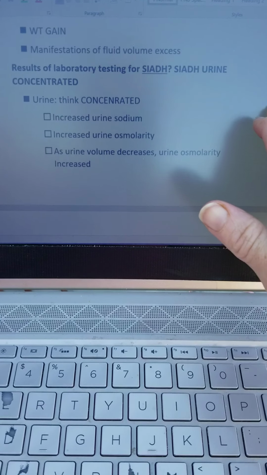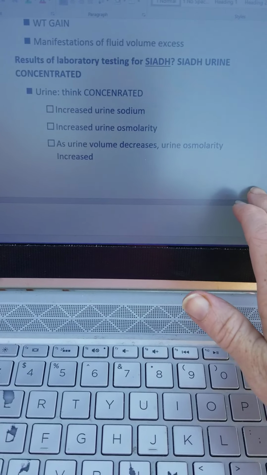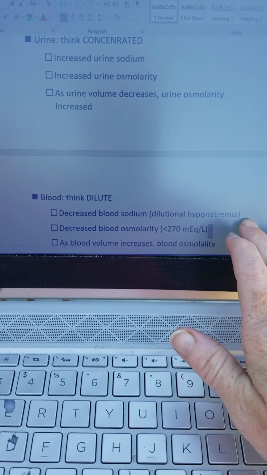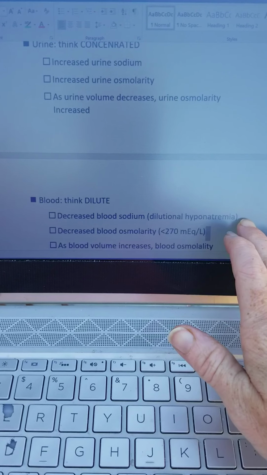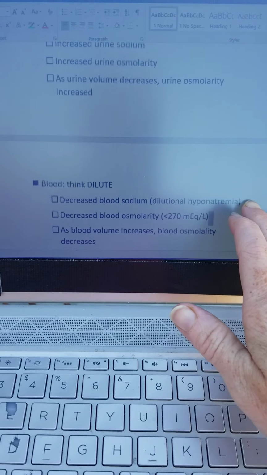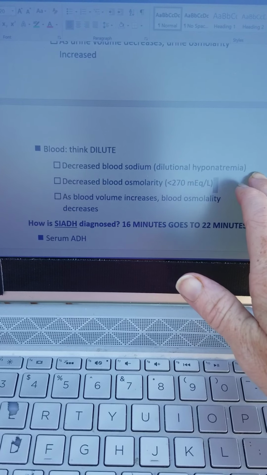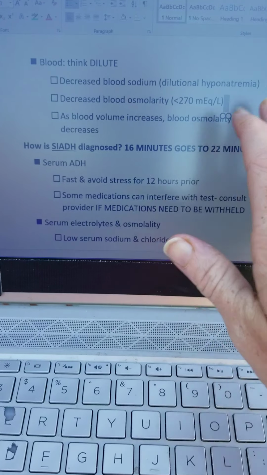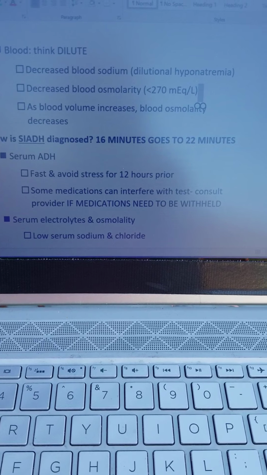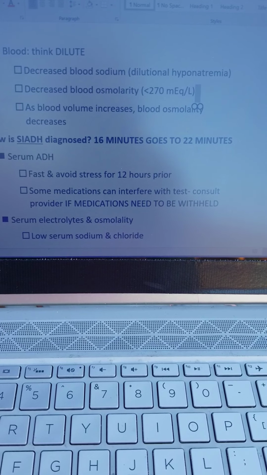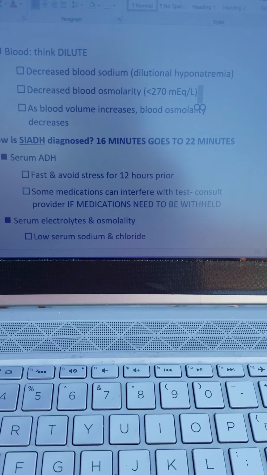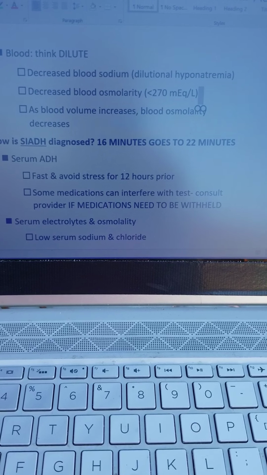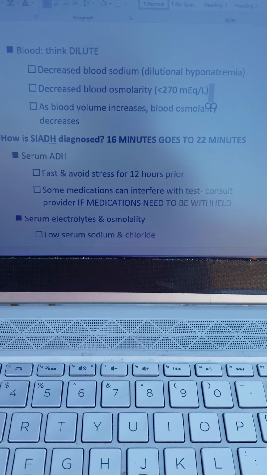Results of laboratory testing for SIADH. With SIADH the urine is concentrated, so think concentrated urine, increased sodium, increased urine osmolarity. As urine volume decreases, urine osmolarity increases, more concentrated. With the blood in SIADH, you're going to think of dilute blood. So decreased blood sodium, dilutional hyponatremia, decreased blood osmolarity, less than 270 mEq per liter. As blood volume increases, blood osmolarity decreases.